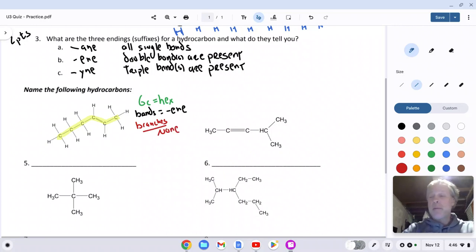Now I'm going to number my chain. When I go to number my chain, I always number left to right, right to left. 1, 2, 3, 4, 5, 6.